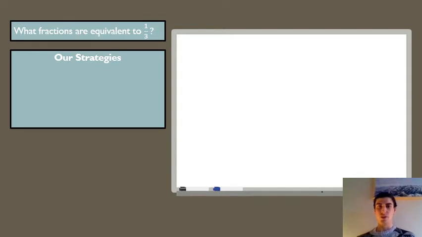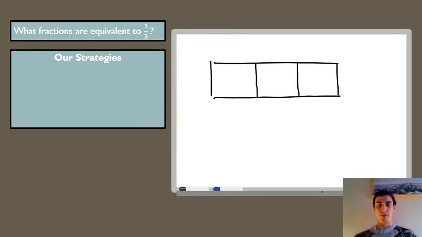All right, let's talk strategies for finding equivalent fractions. So we've got a question up here. What fractions are equivalent to 1/3? Okay, first I want to make my thirds. So I've got a bar model with 3 equal pieces. Let's shade in 1 to show 1/3.